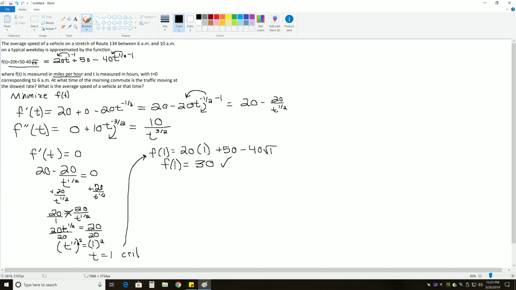And critical numbers are important because critical numbers are the only place that we could possibly have a maximum or minimum occur in our function. So right now we've proven that this value t equals 1 will either result in a minimum or maximum on our function f. Now we just have to check which one it is. And it's called the second derivative test because you test your critical numbers in the second derivative. So we'll take f double prime and plug this value of 1 into it.